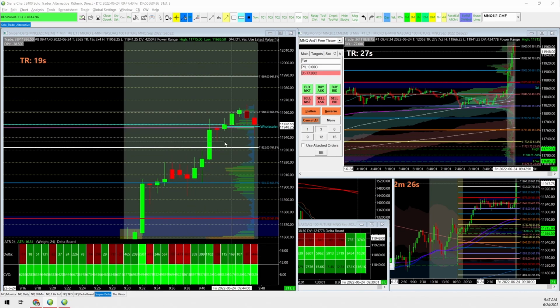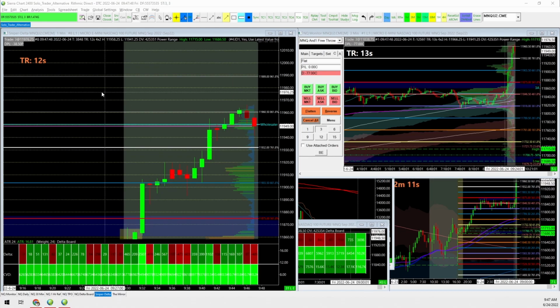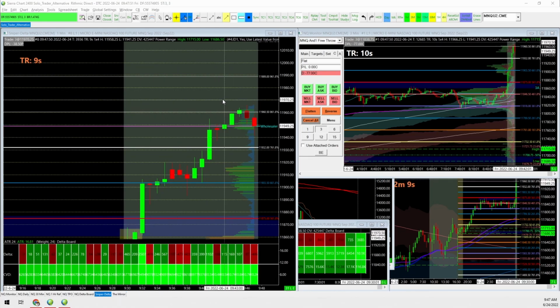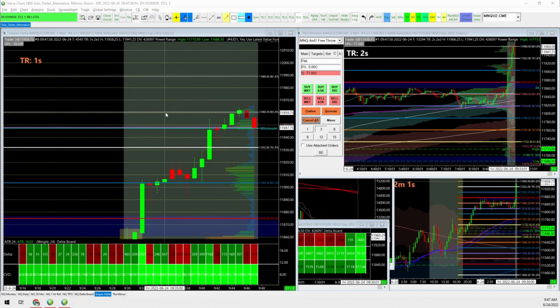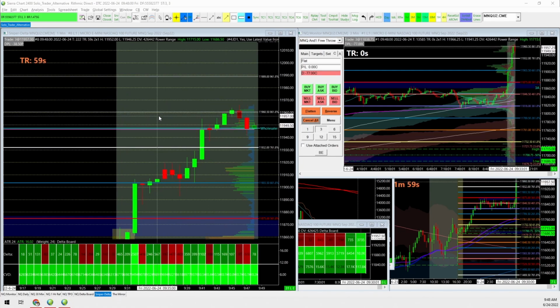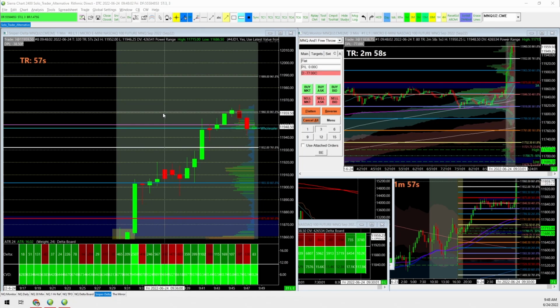22 seconds left in this print, and something just froze for no reason. Okay, there we go. Gotta love PC. I'm not even running nearly half the stuff that I typically run on a typical trading session.